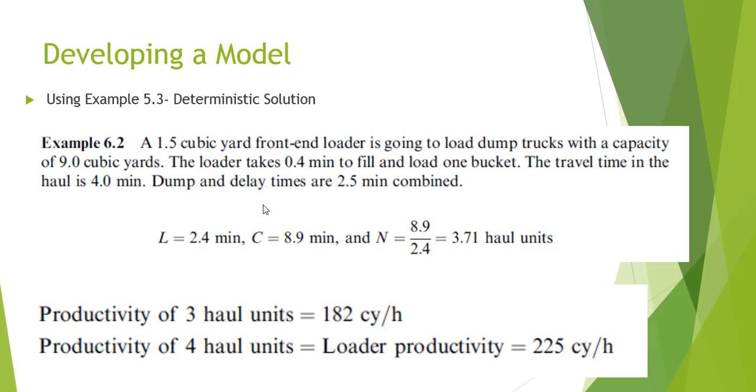If we were to look at an example, if we go back to example 5.3 that we've looked at, we have a 1.5 cubic yard front end loader and we're going to load dump trucks with a capacity of 9 yards, it's a small little dump truck, and the loader takes 0.4 minutes to fill and load one bucket, and the travel time to haul is 4 minutes. The dump and delay time are 2.5 minutes. Altogether, we find that L equals 2.4 minutes. C equals 8.9 minutes, right? Loading time.